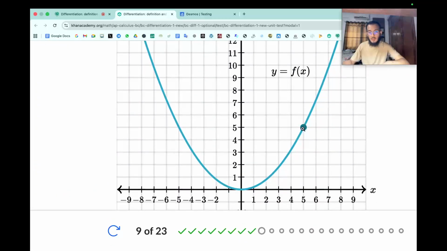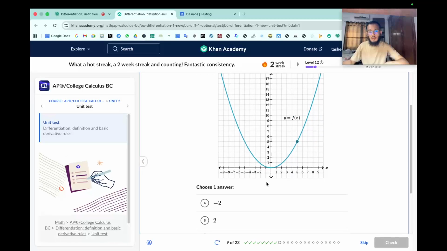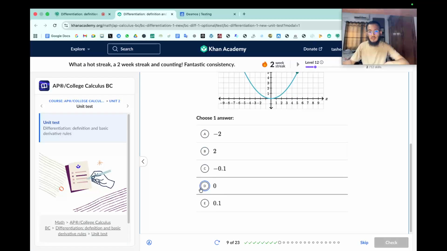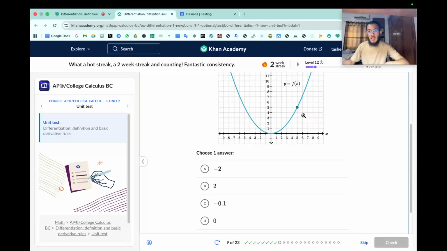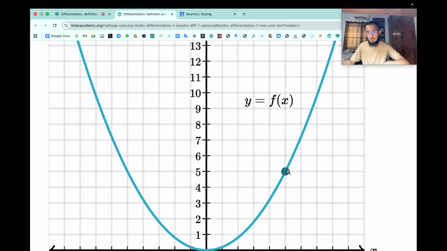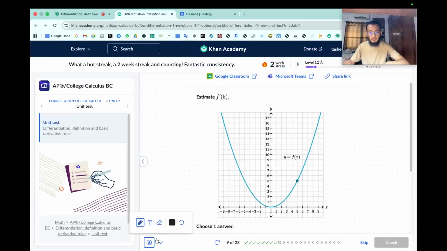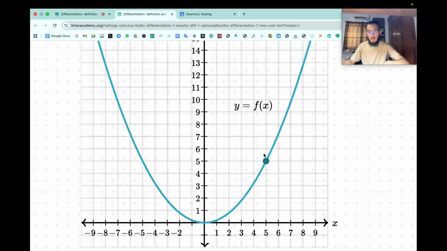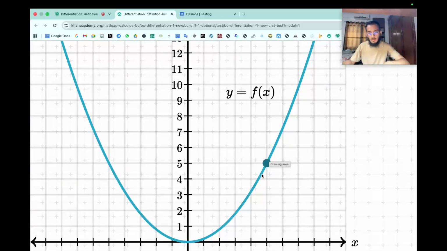Estimate f prime of 5. So we have to differentiate this to get 5. Okay, we don't have any equations. Definitely is not 0. How do we find the gradient at this point? We take a tangent to this point. So let's say this point and this point, maybe something like this. This is an estimate, of course.